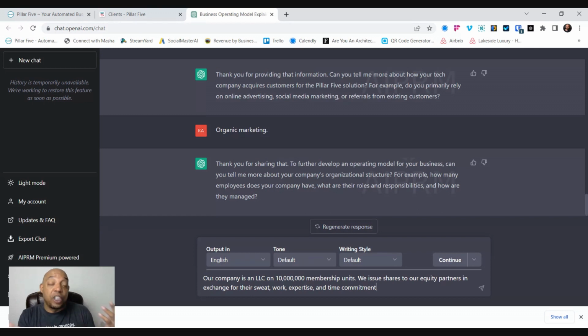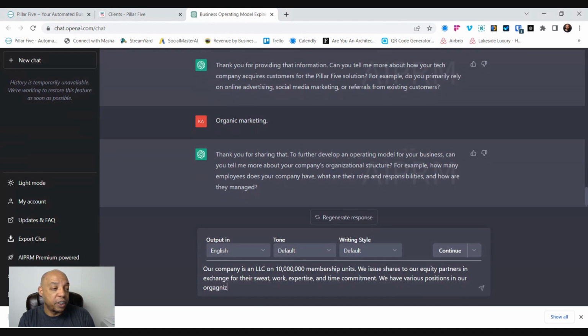And again, using ChatGPT just makes it a whole lot easier because I can bring all this information together. So, in exchange for their sweat, work, expertise, and time commitment, we have various positions in our organization. Right, I'm going to just put things that you all know. I'm going to put a CMO, CTO, definitely have one of those, CFO, CIO.